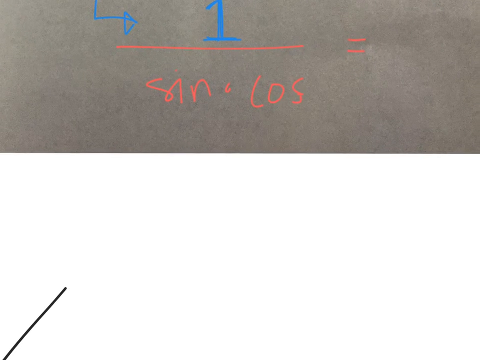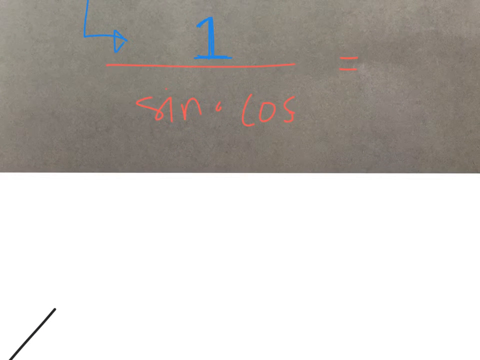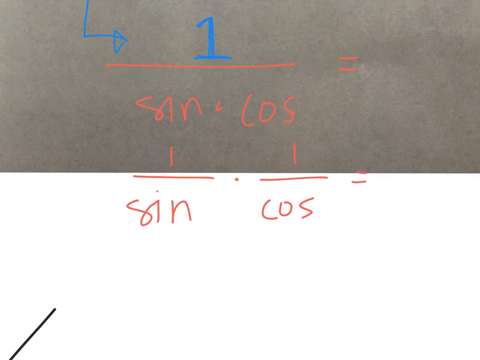Now I have 1 over the sine times the cosine, which I can split into 1 over the sine times 1 over the cosine. That is perfectly mathematically okay to do. Maybe you can't see that since it's on a dark background, so here you go, 1 over sine and 1 over cosine.